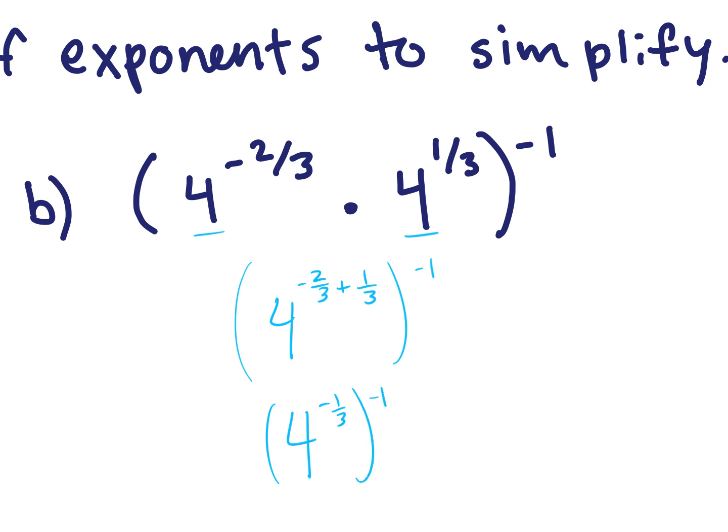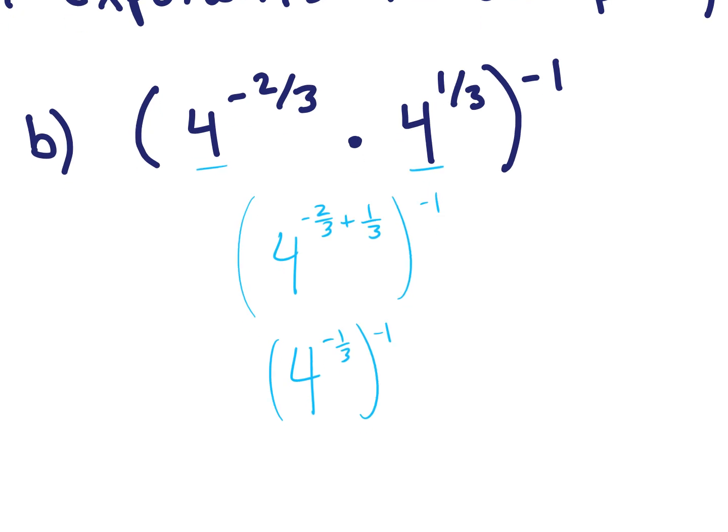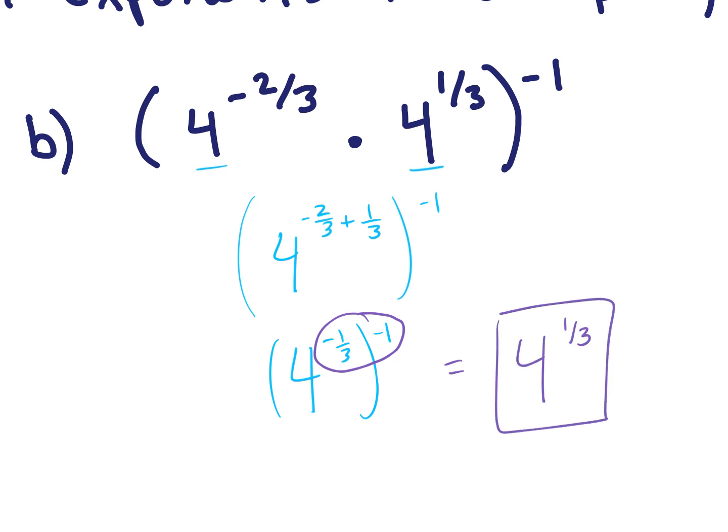What would I do next? Multiply. When you have a power raised to a power, we multiply. So what is -1/3 times -1? Just positive 1/3. So this would be 4 to the 1/3 power. If you distributed first, then you could have added them together. You'll end up with the same answer.